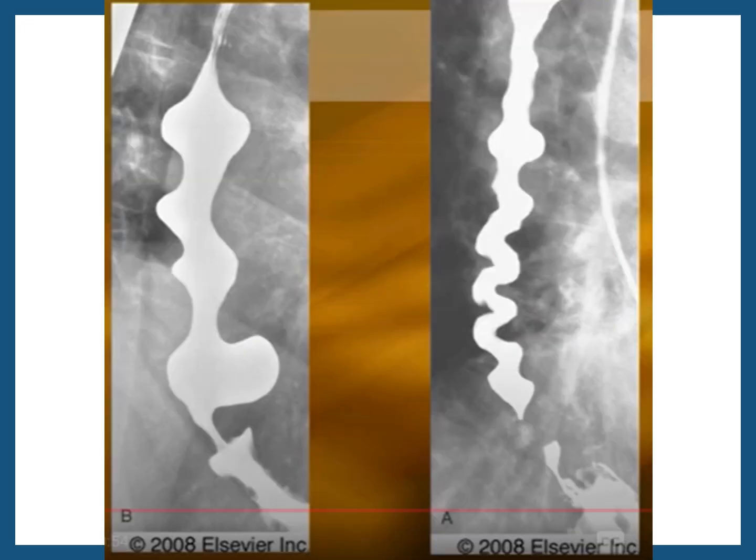Here we have an upper GI or barium study. This individual or patient has swallowed some barium because it shows up on an x-ray, and we can see the pattern of constriction or contractions of the esophagus.